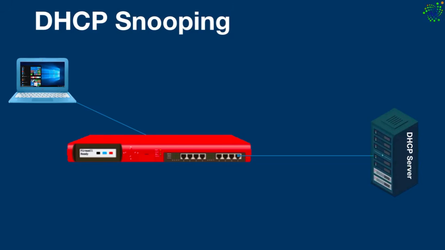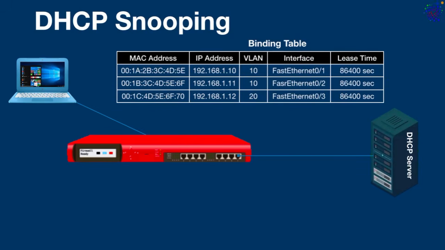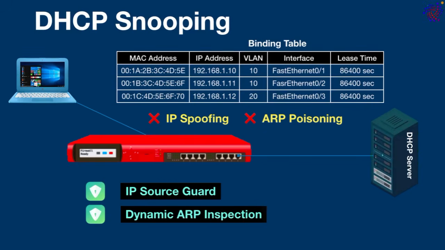However, DHCP snooping doesn't stop there. It also builds something called a binding table. This table keeps track of important information like MAC addresses, IP addresses, switch ports, VLANs, interfaces, and release time. Why is this important? Because it helps prevent other attacks like IP spoofing and ARP poisoning. Think of it as a verified guest list for your network. DHCP snooping also powers IP source guard and dynamic ARP inspection.